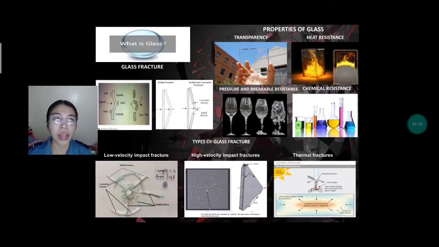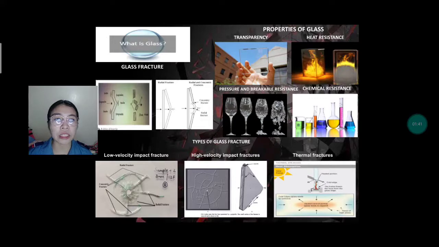So, next is pressure and breakable resistance. Na kung saan, kapag nag-apply ka ng force sa glass, hindi siya mababasag agad-agad. But, nakadepende na rin ito sa force na i-apply mo. So, yun nga, hindi nga siya mababasag. Kaya meron siyang pressure and breakable resistance.